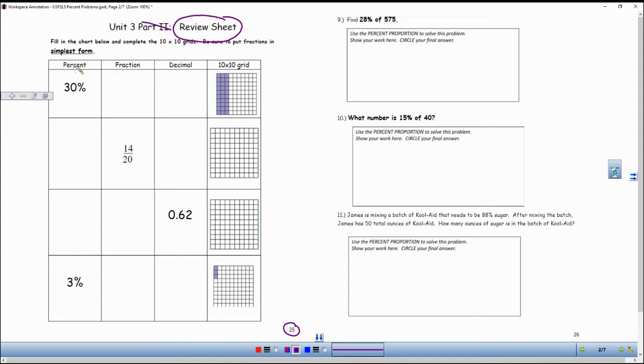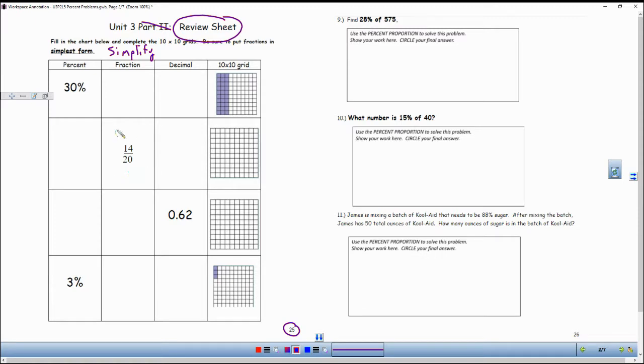this is the conversions we've been working on. So we have a percent column, fractions, and decimals. Remember, percents are always out of 100. Above where it says fraction, make sure to write simplify. That will remind you to simplify if you can, when you come to a fraction that can be simplified.